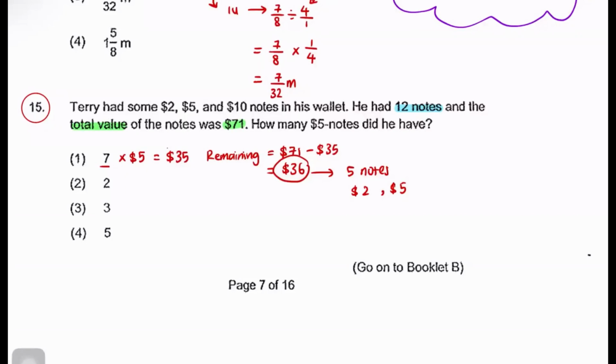So let's try. Let's say if I have one $2, then I will have 4 $5, right? Cannot, because even if all of your 5 notes are $5, the maximum you can get is only $25. Not enough to make up $36. So option 1 is out.